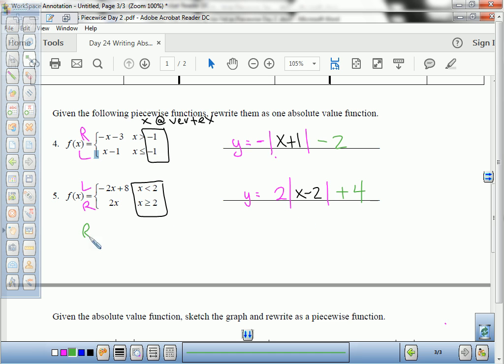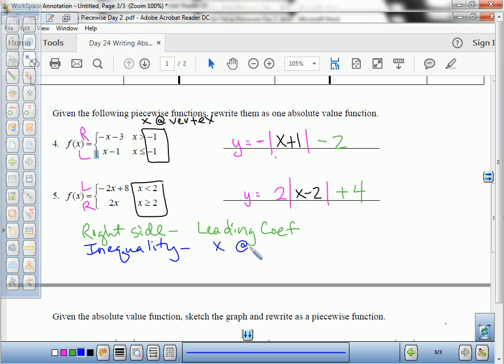So the right side gives you the leading coefficient, and whether it's positive or negative. The inequality part gives you the x at the vertex. And then the last thing we did was plug that x into the easiest equation to get the y.